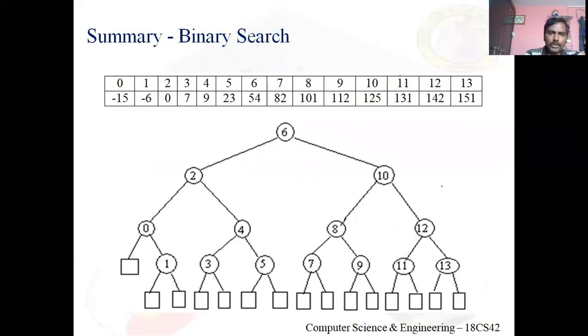From index 2, the left array has 2 elements, 0 and 1. So mid will be 0, because (0 plus 1) by 2 is 0.5. We will consider 0. Then between indices 0 and 2, there is only one index, that is 1. So at level 3, I will look at level 3 cautiously.